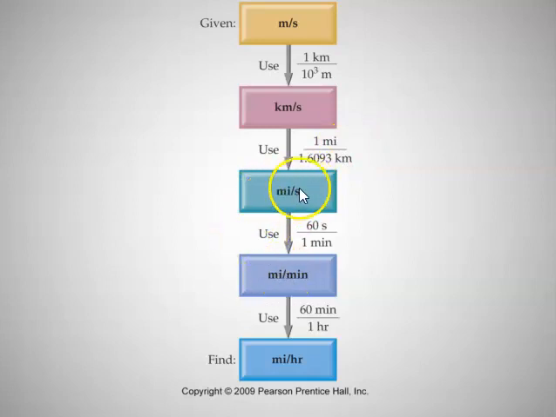We can switch that to miles per minute using this, and then if I multiply miles per minute by this conversion factor, right? There's 60 minutes in an hour. We'll get miles per hour. So normally we don't do these things up and down. I do them side to side.